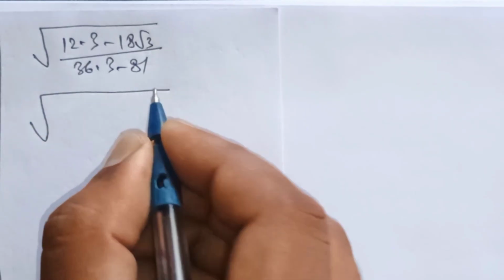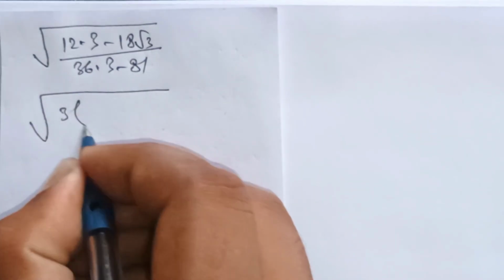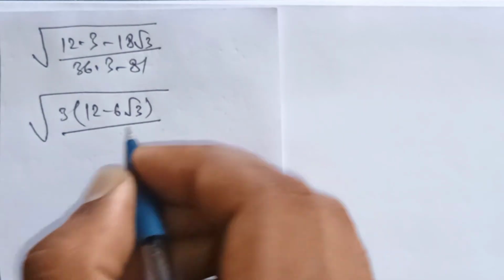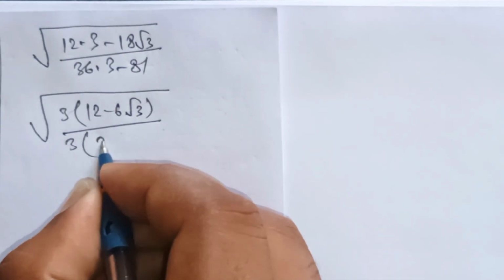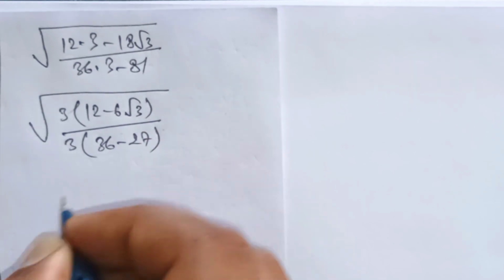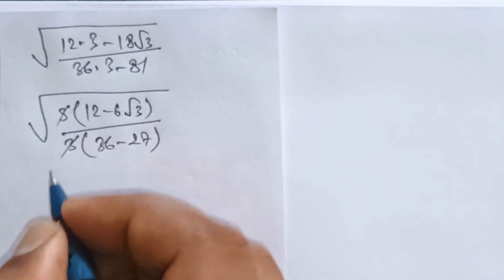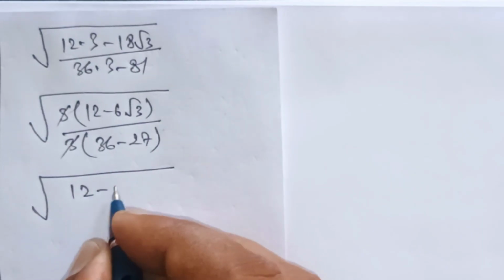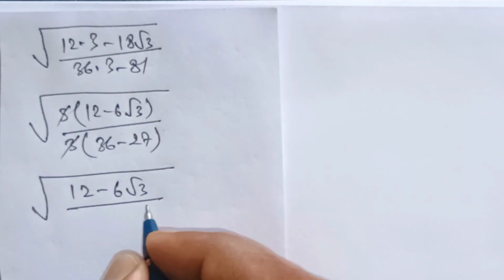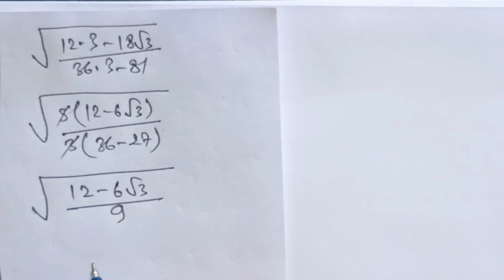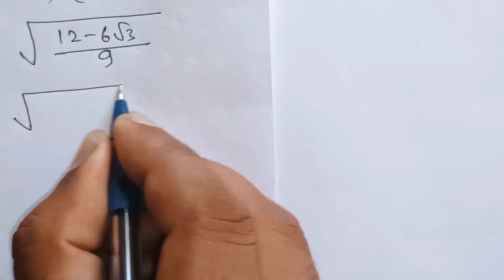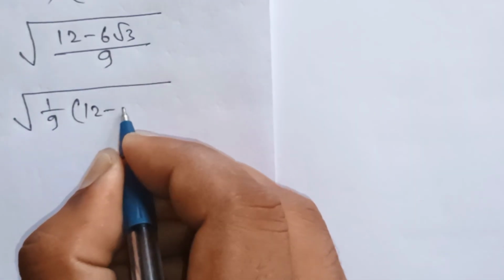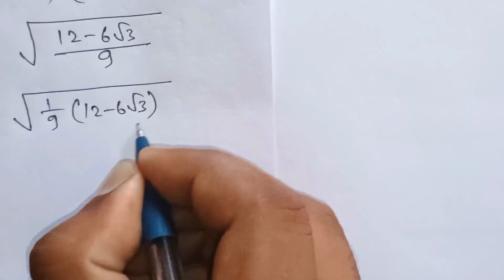Root under, take common 3 and leave it: 12 minus 6 into root 3 divided by 3 into 36 minus 27. After that, 3 cancels, left with root under 12 minus 6 into root 3 divided by 9, so that root under 1 divided by 9 into 12 minus 6 into root 3.